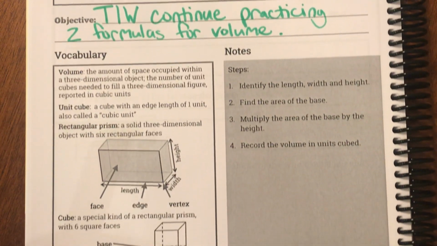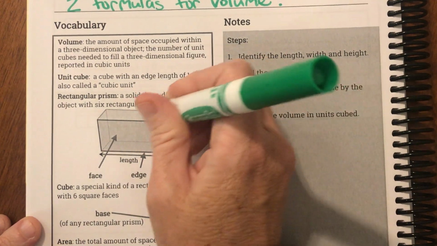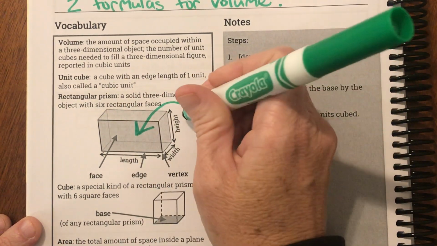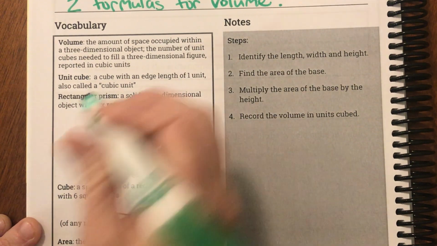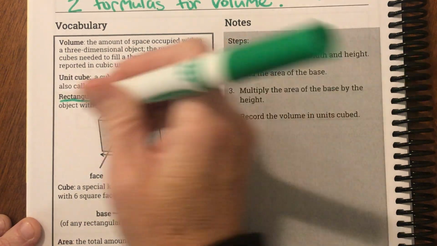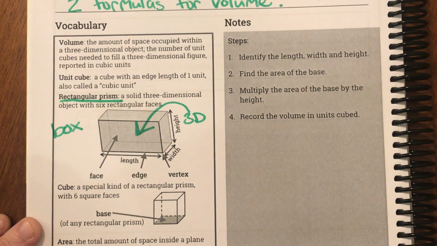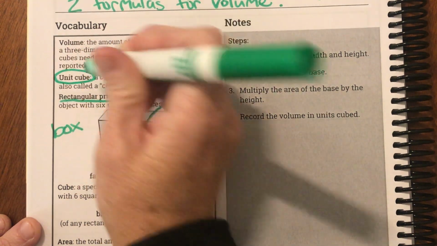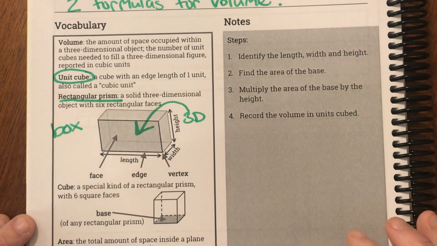Okay, quick reminder about a few important words: volume is the space inside a 3D object. And our 3D objects are all going to be rectangular prisms, which is a perfect box. And what do we fill those with? We fill them with something called unit cubes. Tiny little cubes is what we fill them with.